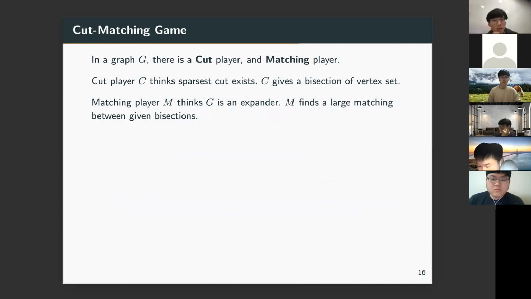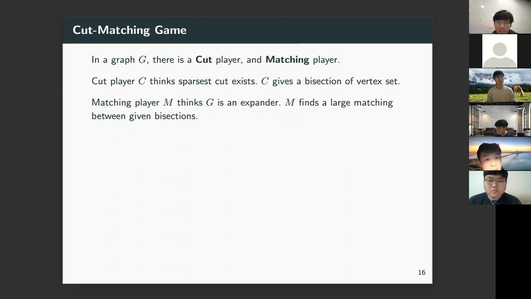In a graph, there is a cut player and a matching player. They are playing a game. That's why we have the name cut matching game. The cut player thinks a sparse cut exists, and she wants to prove that the sparse cut exists. So she gives a bisection of the vertex set. The matching player thinks G is an expander. So M thinks G doesn't have a sparse cut.